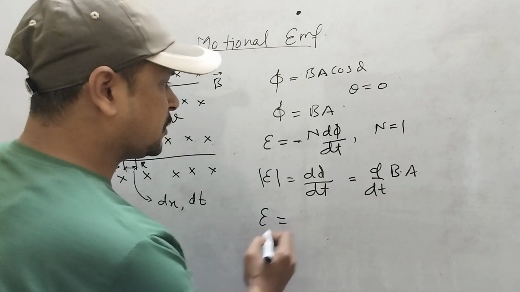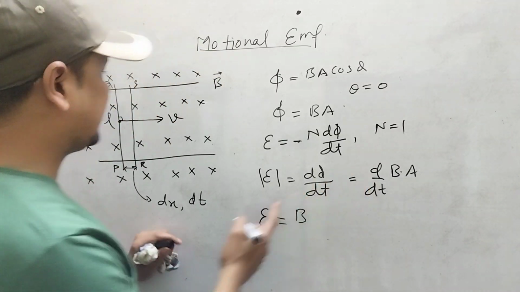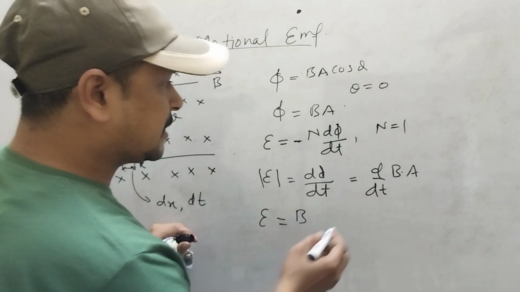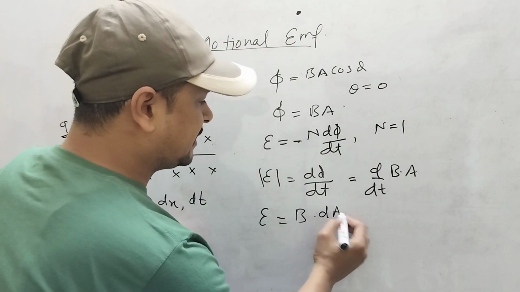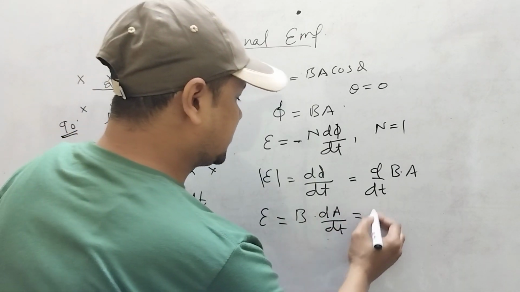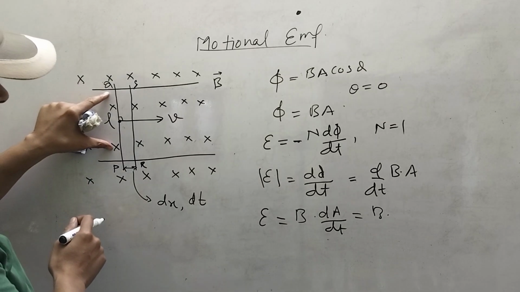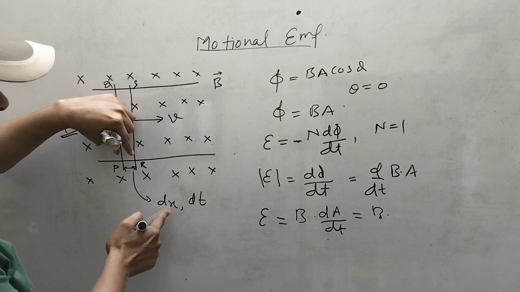Then the induced EMF equals, here B is constant, so this becomes B dA by dt, where the area is changing. So this is B, and dA is this length multiplied by this width, that is dx.